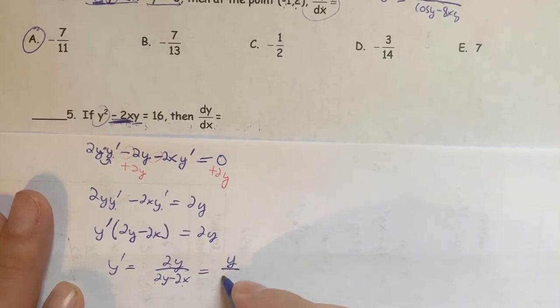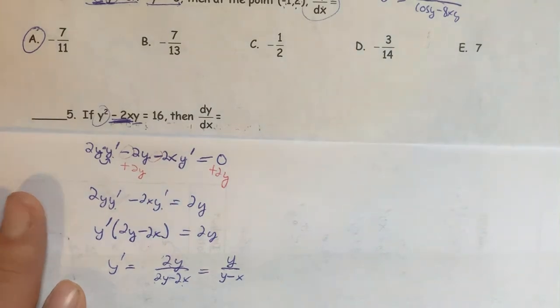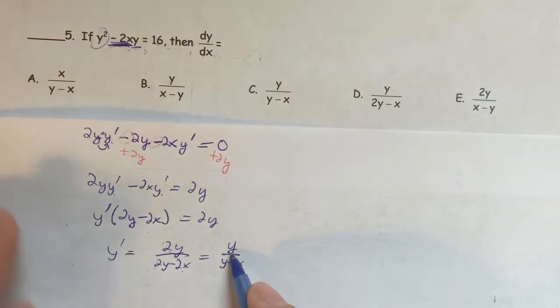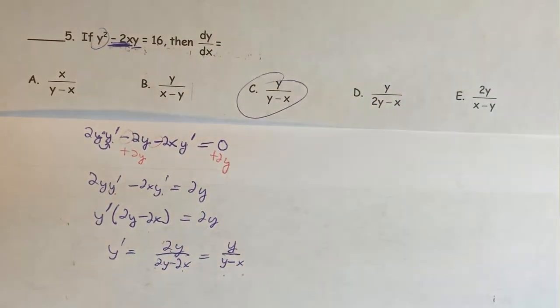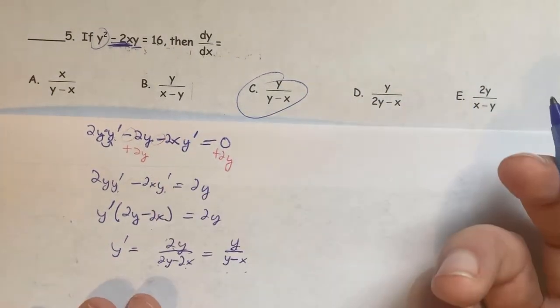So I get y over y minus x. I can divide them all by 2. Now, when I look at my answers, I see y over y minus x. And boy, there it is, C. But I want to highlight something. Sometimes you end up getting... I want to show you another choice I could have made.